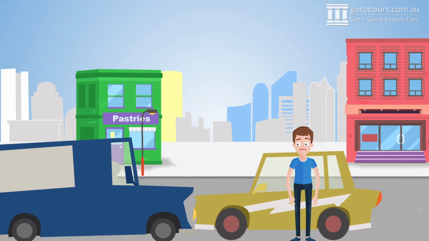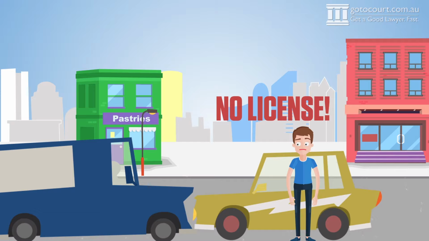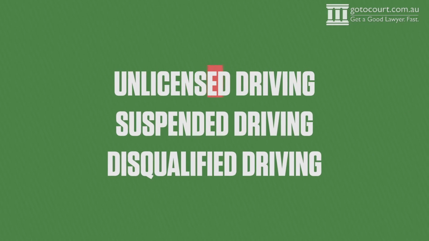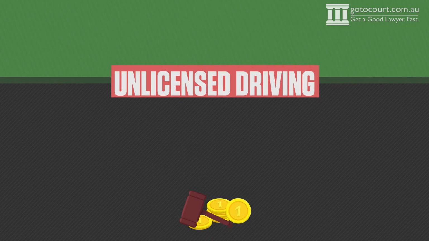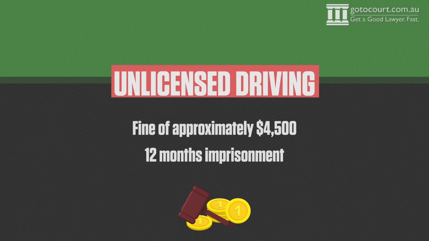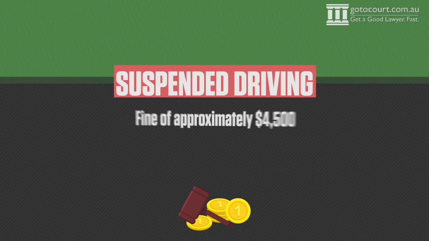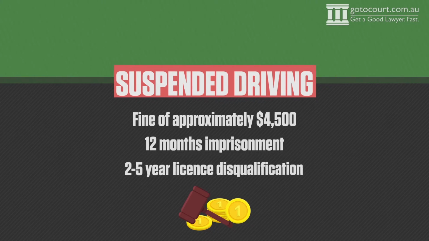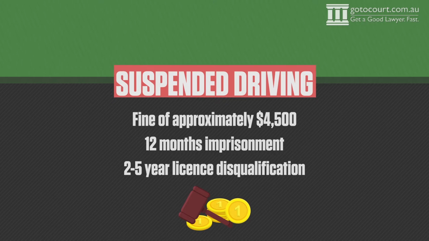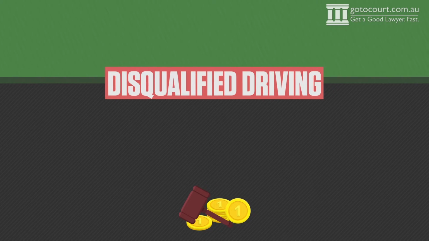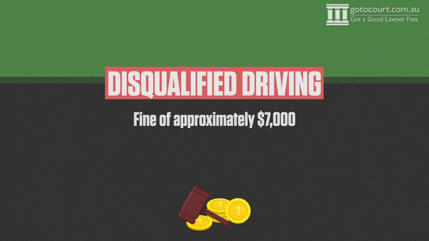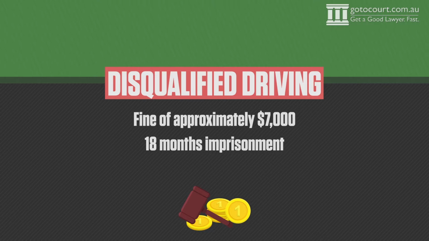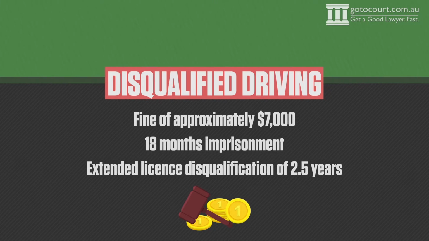If the driver involved in the accident was driving without a license, there are a number of offences for which they may be charged. These include unlicensed driving, driving whilst suspended, and disqualified driving. Unlicensed driving carries as its penalty a fine of approximately $4,500, 12 months imprisonment, or both. Driving whilst suspended could result in a fine of approximately $4,500, 12 months imprisonment, or both, and license disqualification of between 2 and 5 years. If you drive when you have been disqualified from holding a license, you will face a fine of approximately $7,000, 18 months imprisonment, or both, and your disqualification period will be extended by 2.5 years.